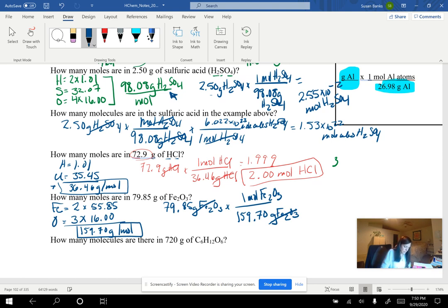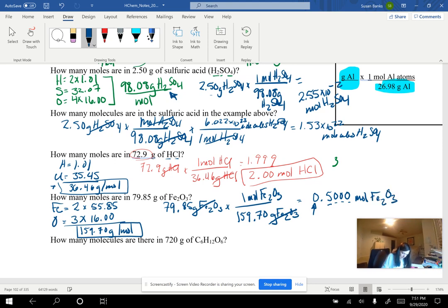And this will give me, I have 4 sig figs here. I have 5 sig figs here. So I'm going to report 4 sig figs. This gives me 0.05000. Remember, this 0 at the front is just a placeholder. So this does give me 4 digits that are significant. Okay. And then we need to label this with a unit. This is moles of iron 3 oxide.